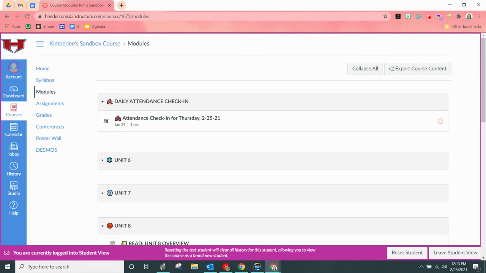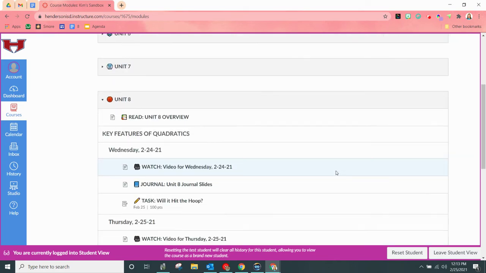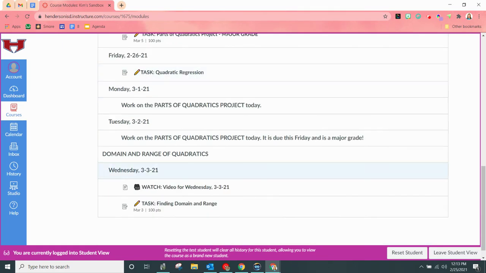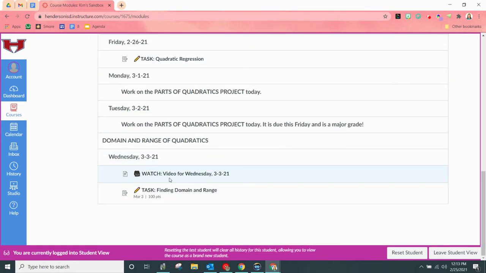So today we're going to move on in our notes. I've been giving you some time to work on your project, so you should still be working on that. Remember, it is due Friday, and it will be a major grade. Don't forget to do your attendance check-in. And then today we want to talk about domain and range.